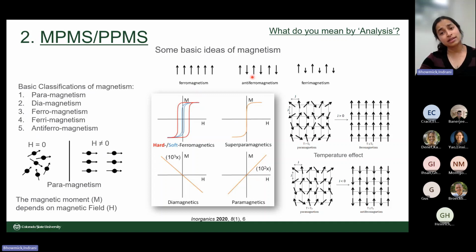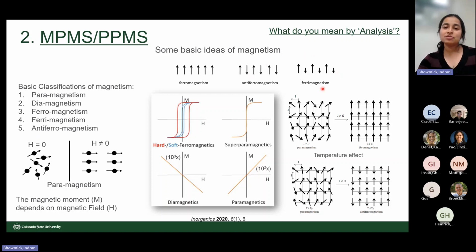Antiferromagnets have a lot of applications as well. It's a little more complicated than a ferromagnet, because here you are also seeing all the spins aligned, but opposite to each other. So you're looking for the net moment to be zero. But that has its applications as well.